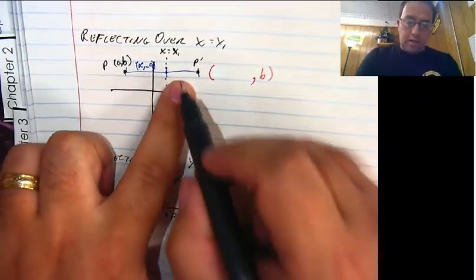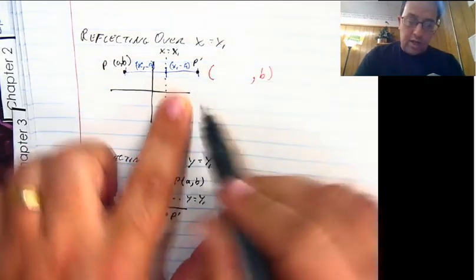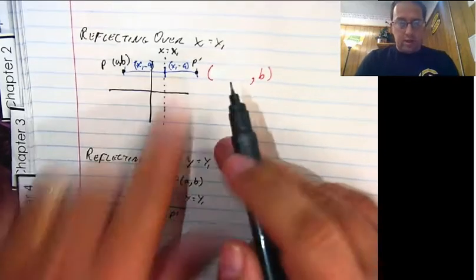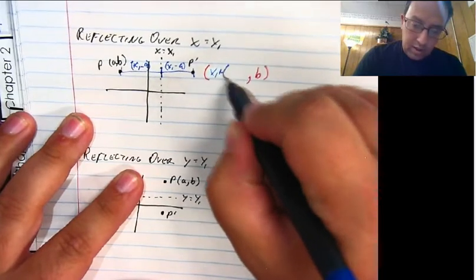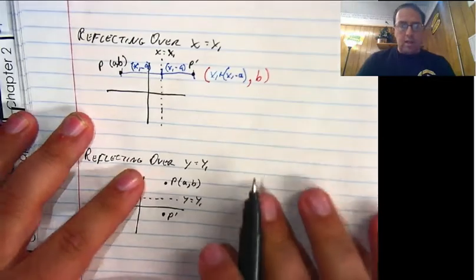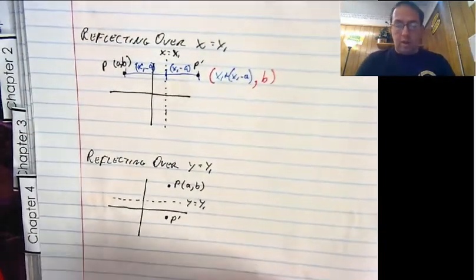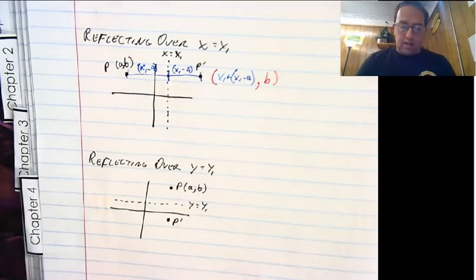And then this would also be x1 minus A, because they're the same. So we can just take x1 and add it to x1 minus A. So x1 plus x1 minus A. And that will give you the location when you reflect over the line x equals x1, whatever that is, some other x, not the x-axis.